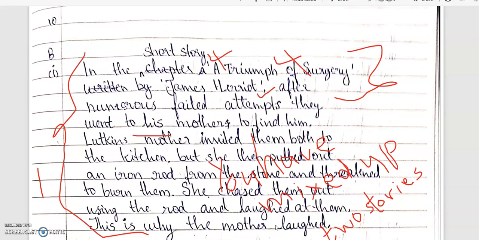Next is the short story A Triumph of Surgery by James Herriot. After numerous failed attempts, if you see the structure, that doesn't sit well. It is always advised to begin with the writer's name, then the prose type, the title of the story, a strong verb, and then complete the sentence. It will automatically fall in place.